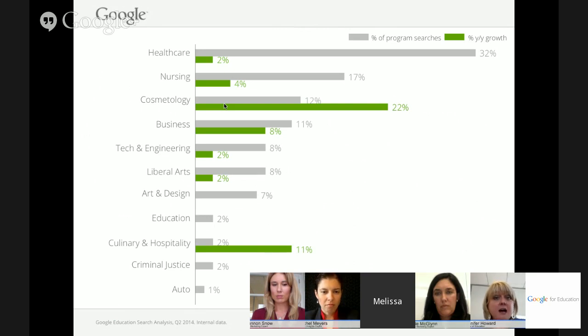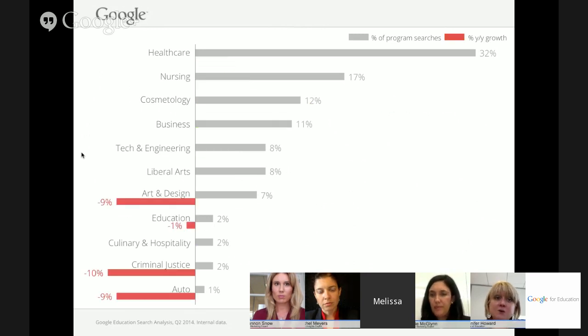So cosmetology continues to be on the rise, very, very similar to culinary and hospitality, so two of our fastest growers. Now, we should not overshadow at all the healthcare and nursing industries. They do continue to be high volume and do continue to grow, just not as fast as we're seeing with some of these two other areas, but worth noting, healthcare and nursing is still hot, while we are seeing some emerging trends elsewhere.